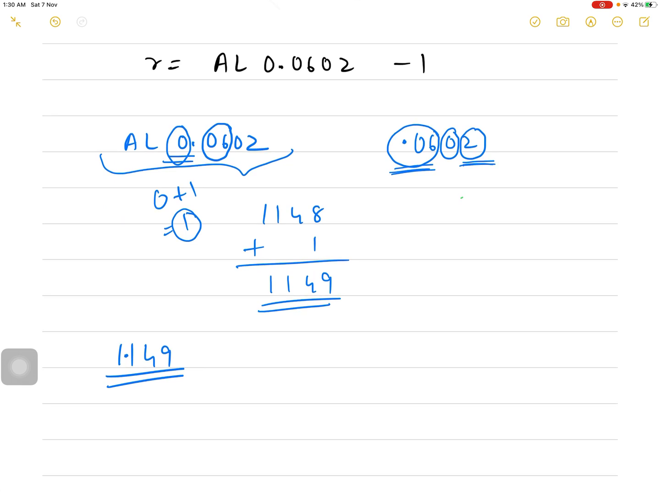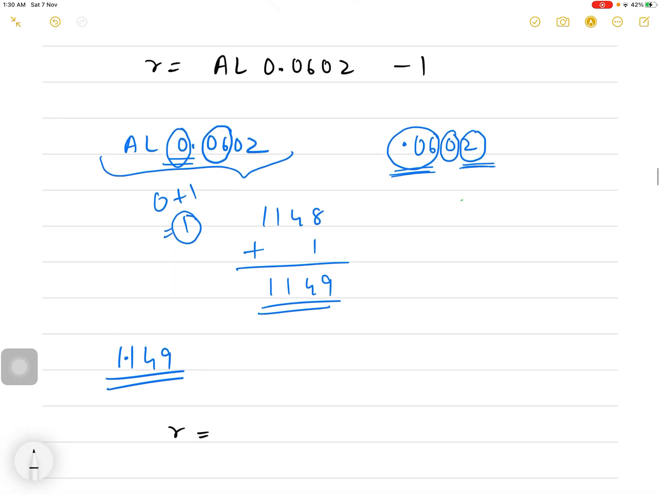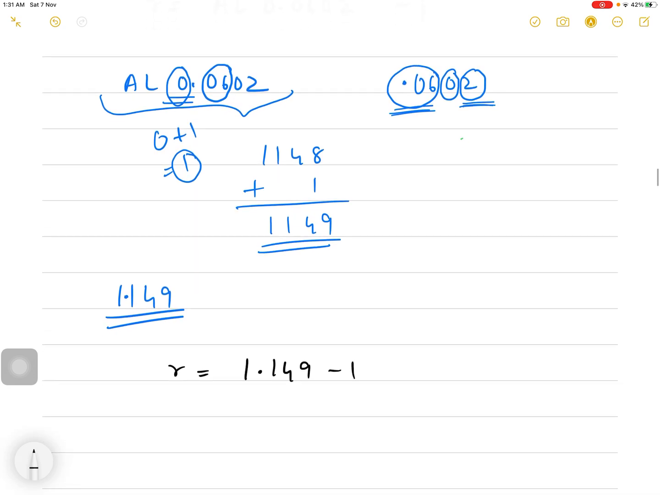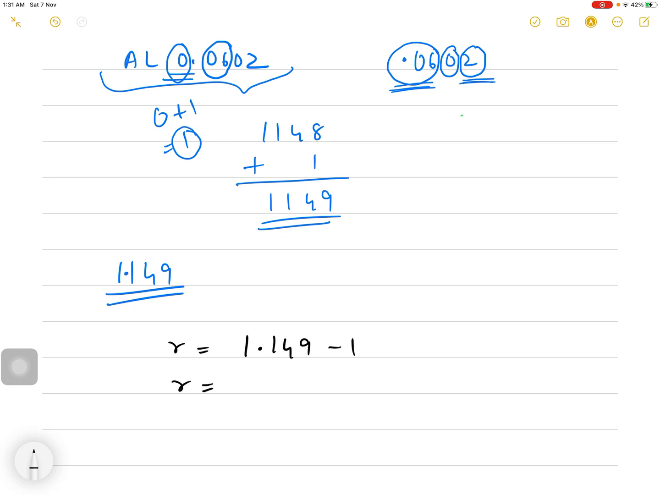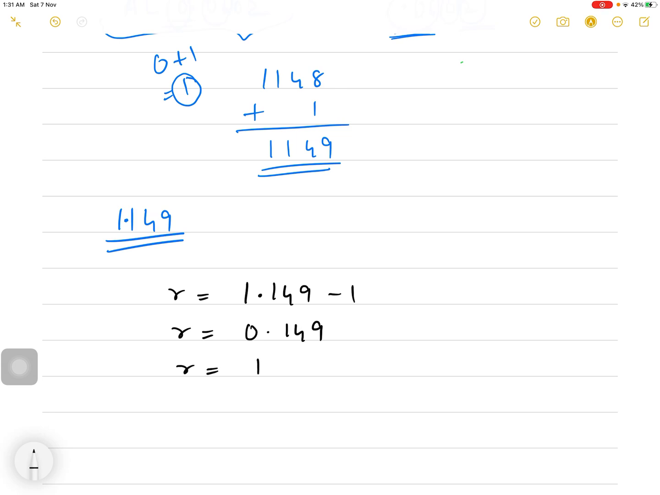So r is equal to antilog of 0.0602, which is 1.149, and minus 1. So you subtract 1. So r is equal to 0.149. That means r is equal to 14.9%. Okay, you can write r is equal to 0.149 or r is equal to 14.9%.